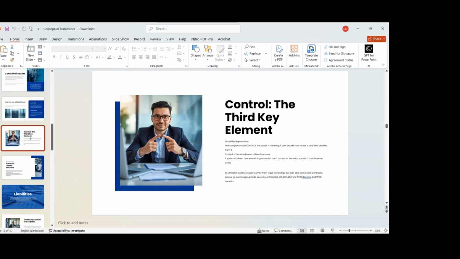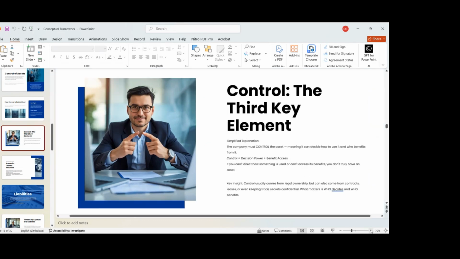Then the key element under control, in a simplified explanation: the company must control the asset, meaning it can decide how to use it and who benefits from it. So control equals decision power plus benefits access. If you can't direct how something is used or can't access the benefits, you don't truly have an asset.